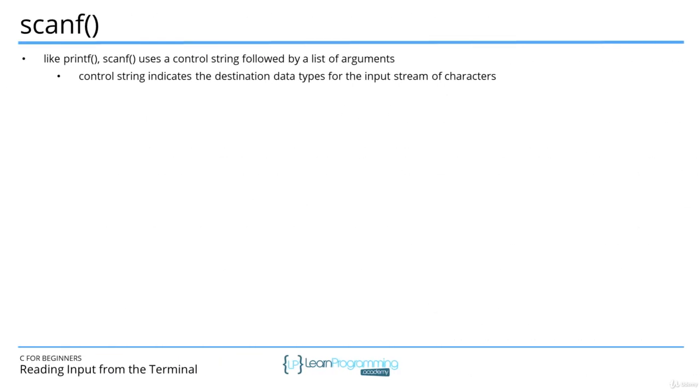So scanf is very similar to printf, but it's a little different in certain arguments that it takes. It still uses a control string followed by a list of arguments. So there's going to be something in those double quotes. The double quotes typically will only contain one thing, and it will be the format specifier, how you're going to convert the data. So the control string indicates the destination data types for the input stream of characters.